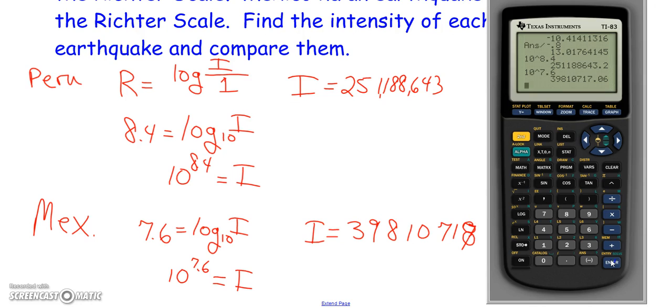So even though their Richter scores were actually very close, going up 1 unit on the Richter scale actually is a 10 times more powerful earthquake.